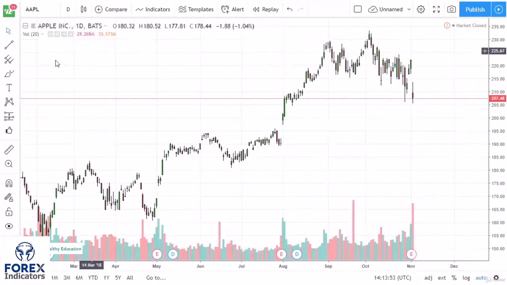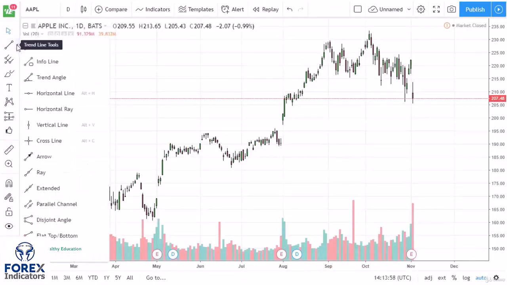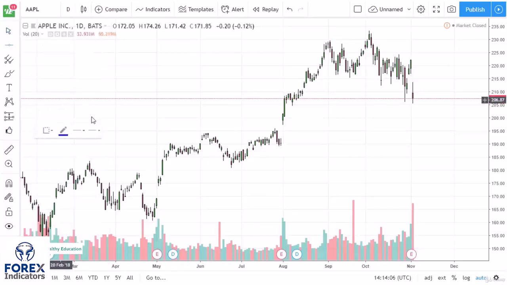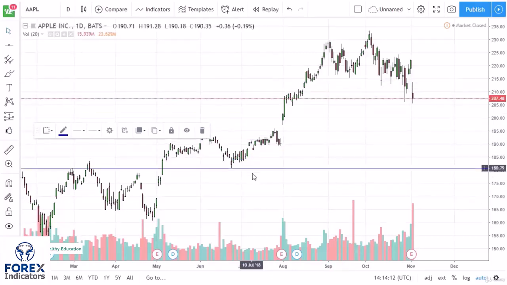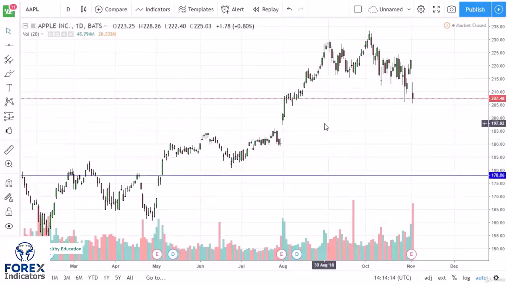On the TradingView platform, there is a line over here on the side, and if you click on this little arrow, it expands the menu out. I'll be using the horizontal line to draw support and resistance lines. And you can see that if I click on the chart, it pops up. There's a little bubble, which allows me to drag it back and forth. And you click away and it goes away.